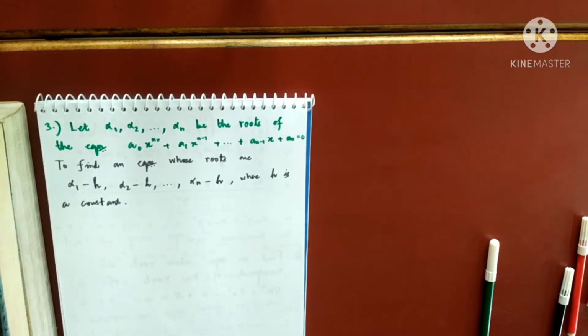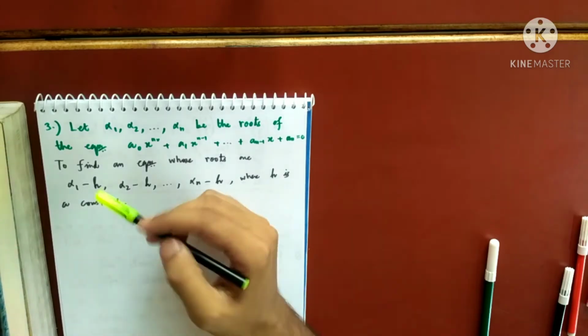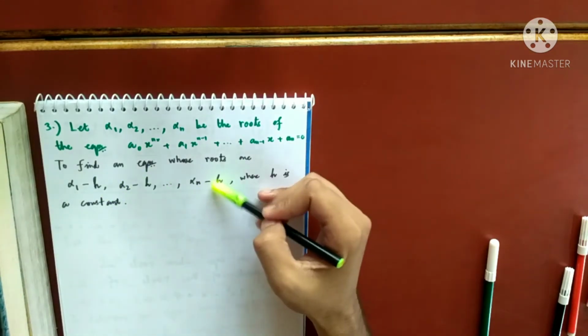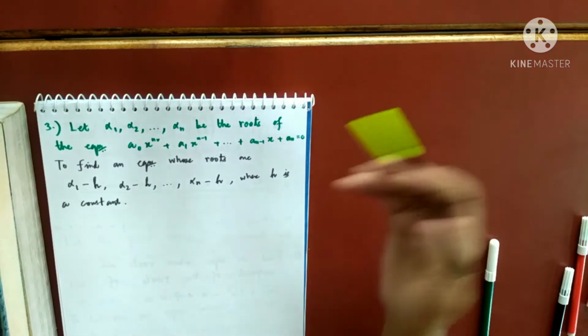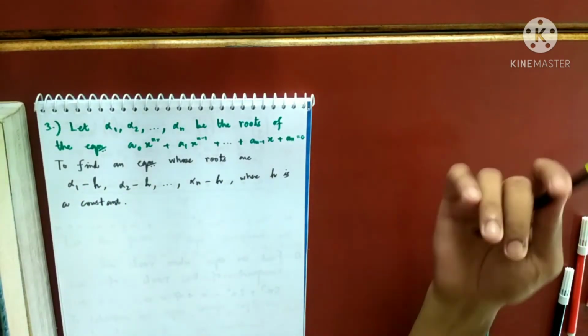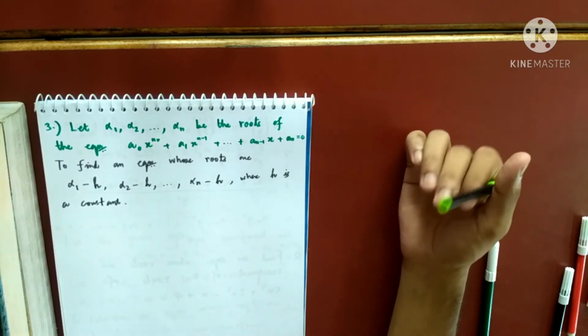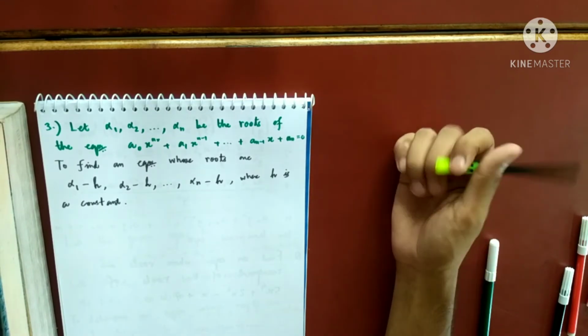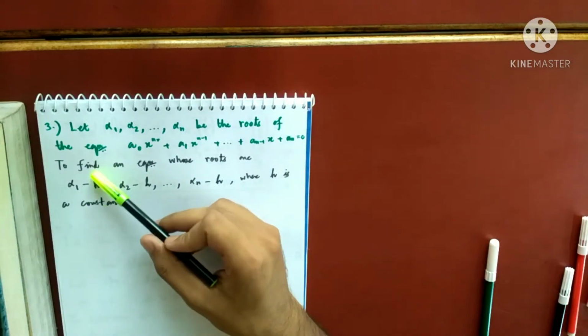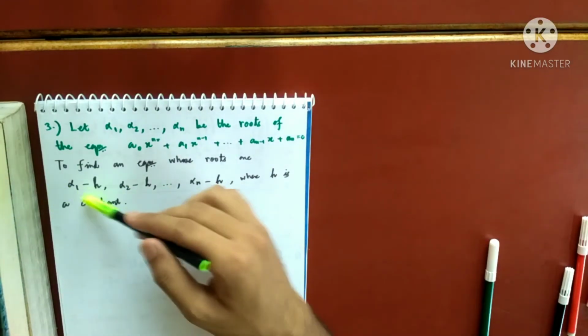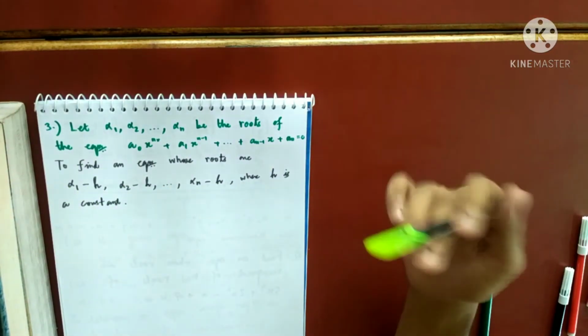I want to determine an equation whose roots are alpha 1 minus 5, alpha 2 minus 5, ..., alpha n minus 5. So in general I may take h to be anything, but it should be the same for all the cases. Or if I want to get an equation whose roots are alpha 1 plus 3, alpha 2 plus 3, ..., alpha n plus 3, in that case h is minus 3.